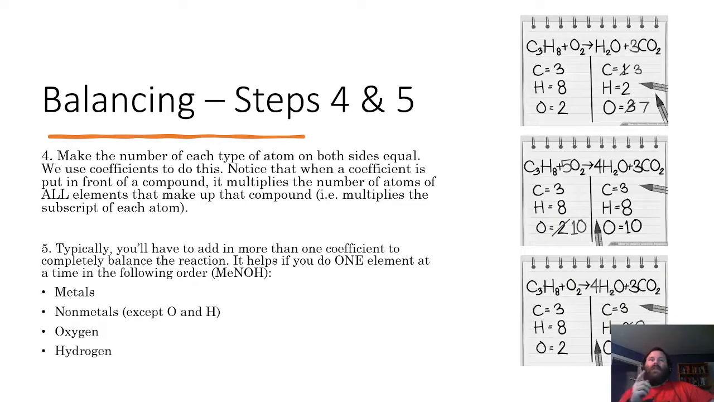All right, and then with these numbers down here, we should try to make it so all of the numbers we have listed are the same. It takes a little bit of guess and check work, but we do have a recommended order that you follow. The mnemonic device is called MENO, but basically start with metals, then do non-metals except O and H, then do oxygens, and then do hydrogens.